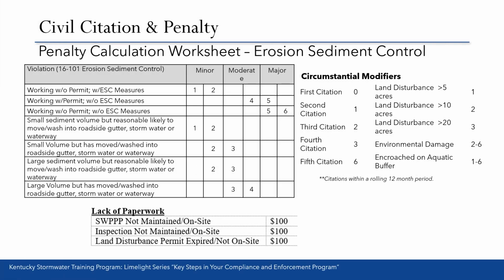The majority of our civil citation and penalty cases are erosion and sediment control. Because of this and the concerns from various parties, we have decided to create an additional penalty calculation worksheet to really hone down on a point system. As you can see here, we have determined the potential violations, the points associated with that, and then any additional modifiers. Is it their first citation, second citation within a rolling 12-month period, third, etc.? Then if there's additional environmental damage, maybe they're working within a creek or a stream buffer, we assess additional points. We also have lack of paperwork as a standard penalty of $100.